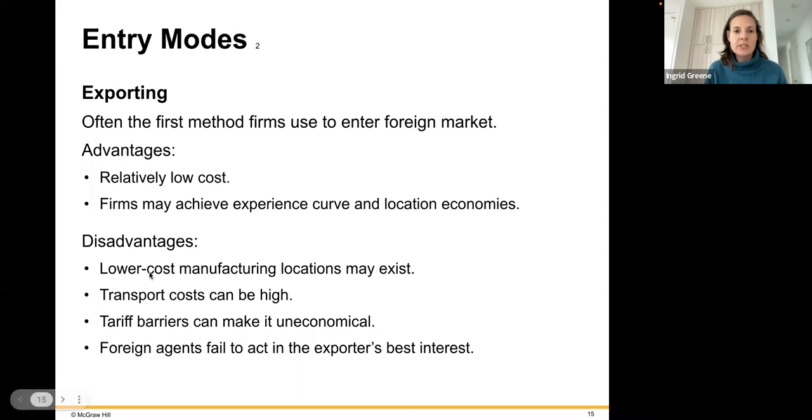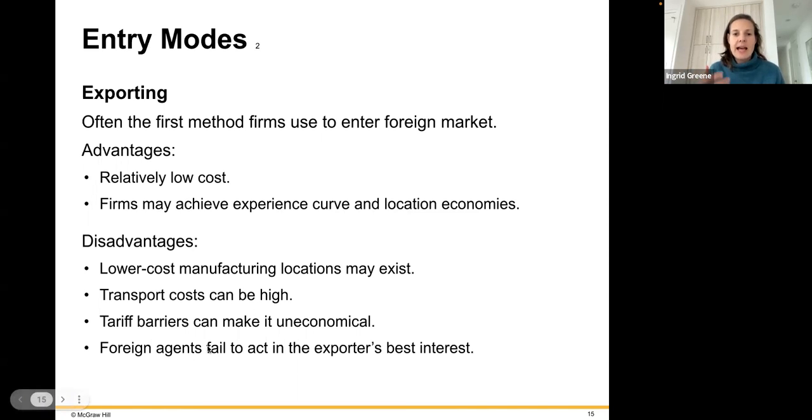But there are different disadvantages. Lower cost manufacturing locations may exist. So people might already be doing this in your country for cheaper, right? So, why would you produce t-shirts in the United States and then try and sell them in India? They're going to be very expensive when you could just produce the t-shirts in India and sell them there, because the labor cost and capital costs are much lower. Transportation costs might be high. Tariff barriers, as we've talked about a lot in this course, can make it uneconomical.